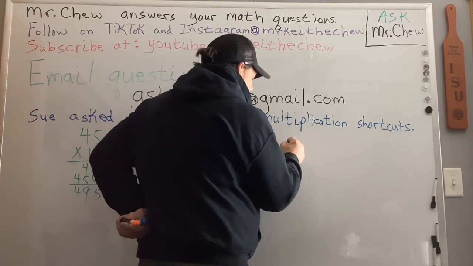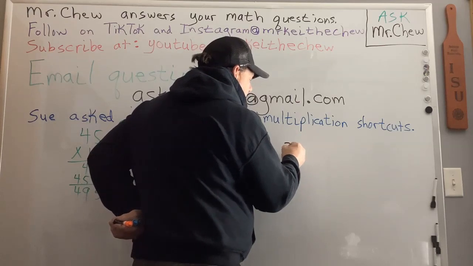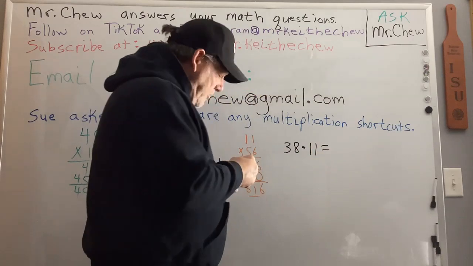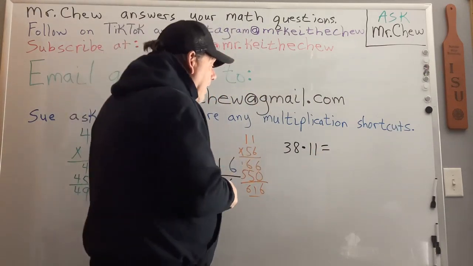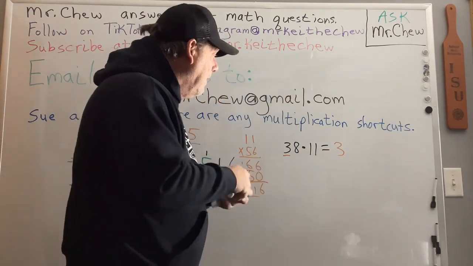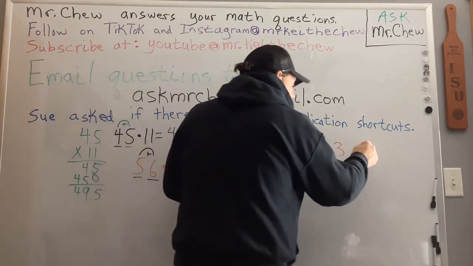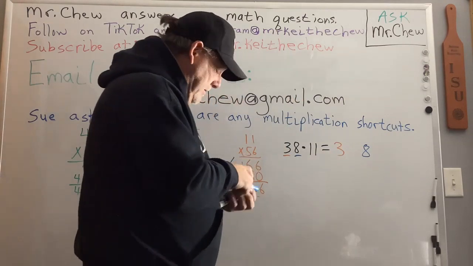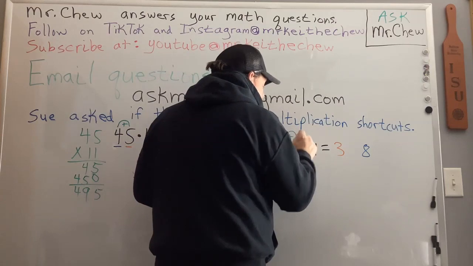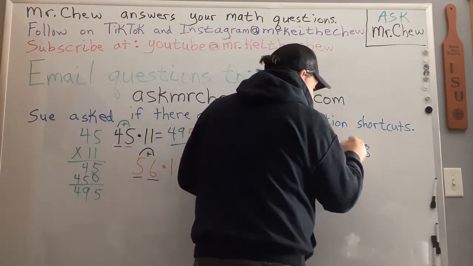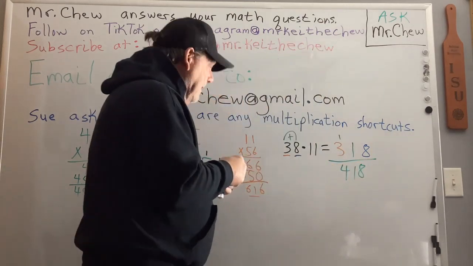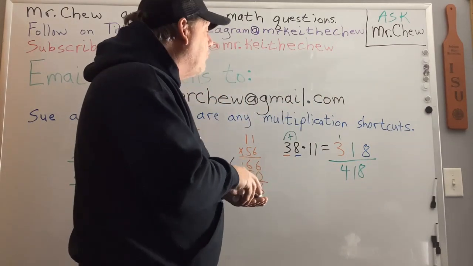So let's do 38 times 11. It should be getting a little quicker now. I write my 3 down. I write my 8 down. And then I'm going to add these two up. And 3 plus 8 is 11. Ends up being 418. Now you're saying, yeah, but is that really right?